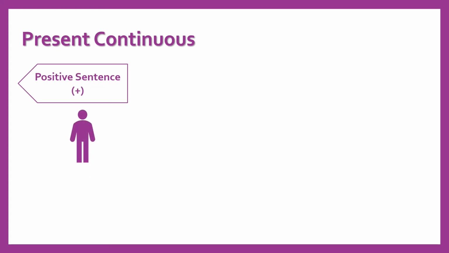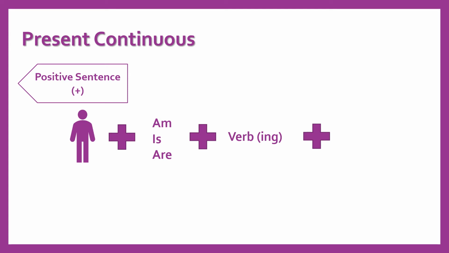So the present continuous, we're going to see the three types of sentences: positive, negative, and interrogative. In the positive sentence, we're going to start with the pronoun. Then we're going to use the verb to be, am, is, are. Next, we're going to use the verb with the ing form at the end. And finally, we're going to end with the complement.